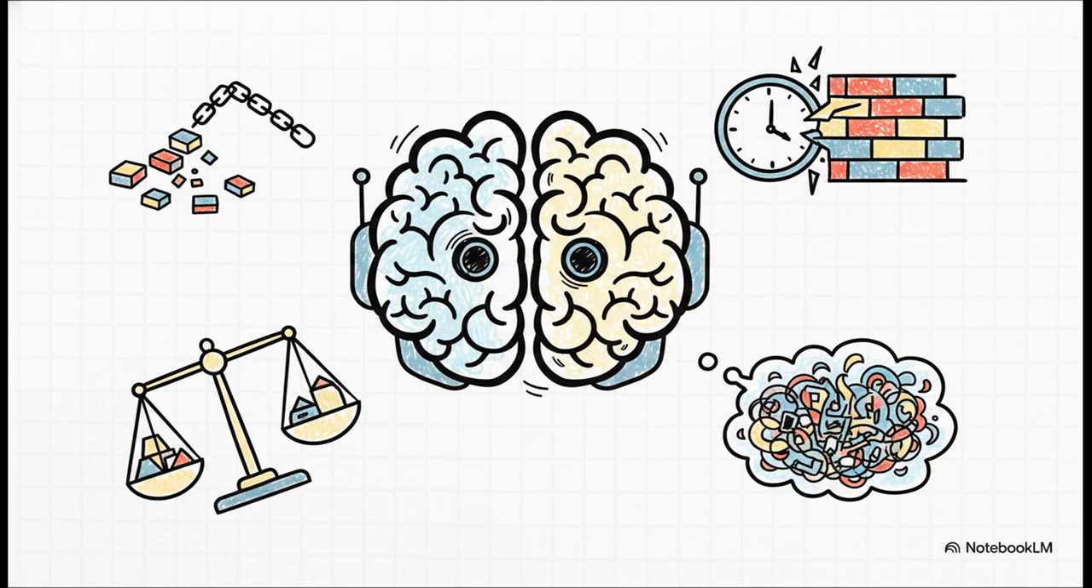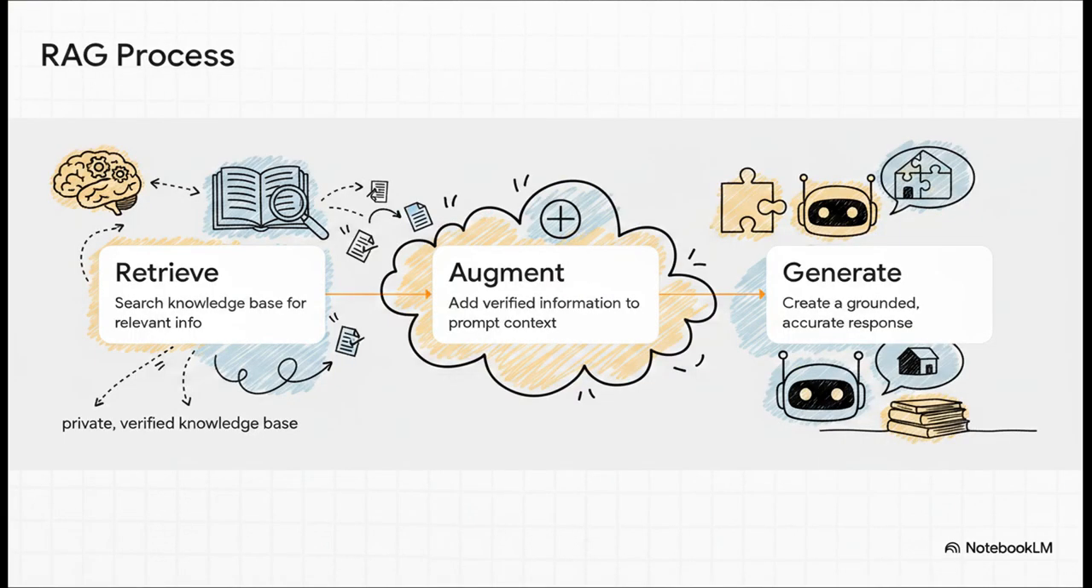Number 3, bias. These models can easily absorb and amplify statistical patterns and biases that were present in their training data. And number 4, hallucinations. Since models don't naturally verify facts against an external truth source, they can sometimes generate incredibly confident but entirely fabricated responses. So how do we actually fix those hallucinations in a strict business setting?